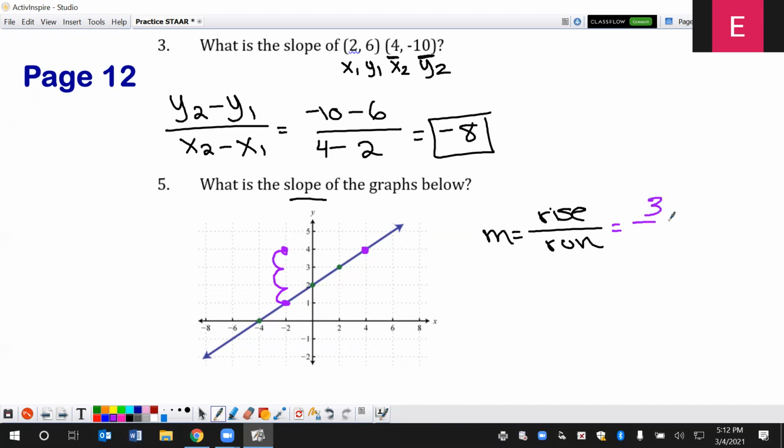So my rise is 3. And then starting from that same point where I left off, I'm gonna start moving to the right. 1, 2, 3. So I move 3 to the right, and then you just divide. 3 divided by 3 equals 1. So my slope for this line is 1.